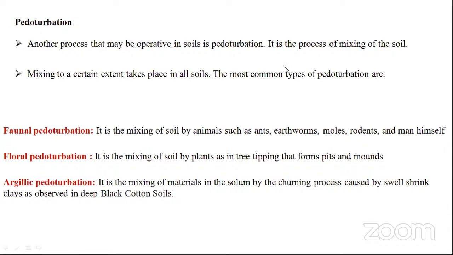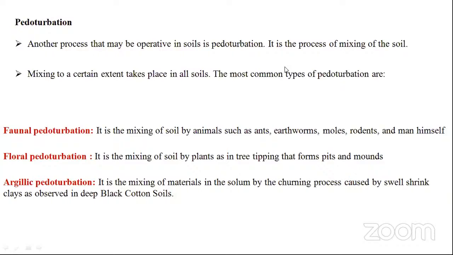At the same time, pedoturbation takes place by many agents. You can see mixing by animals like ants, earthworms, rodents, sometimes rats, moles, and we humans also, because we are plowing the soil like this. That is called faunal pedoturbation. Another one is called floral pedoturbation. Flora means plants. Plants may sometimes mix the soils by extending their roots. The small root hairs also contribute something to the mixing.